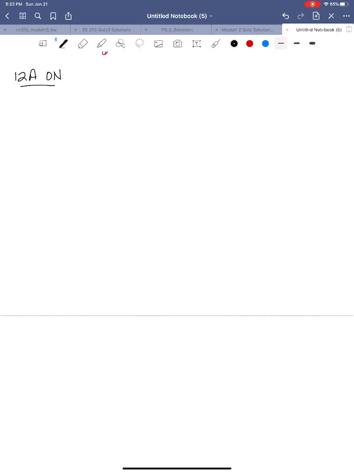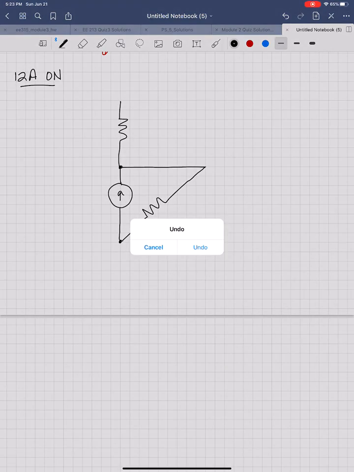Okay, so with the 12 amp source on, I'm going to draw that part first. So I'm going to have a short circuit where the 24 volt source is, excuse me. Here is my 2 ohm resistor. Here are a couple more 2 ohm resistors.